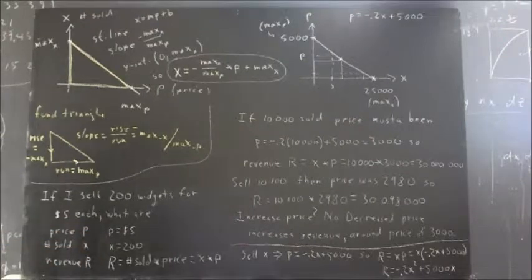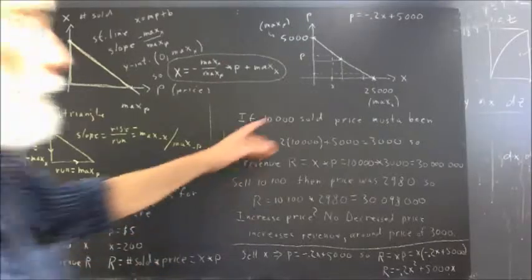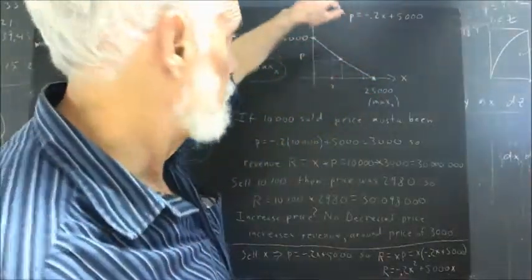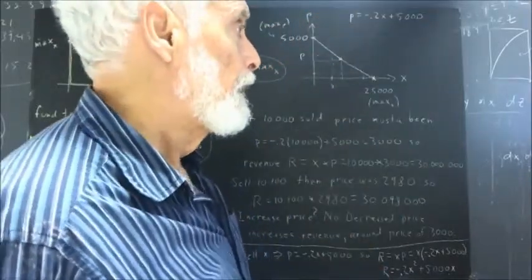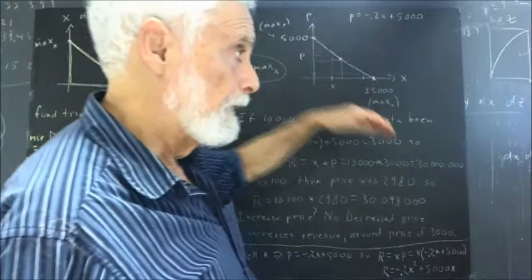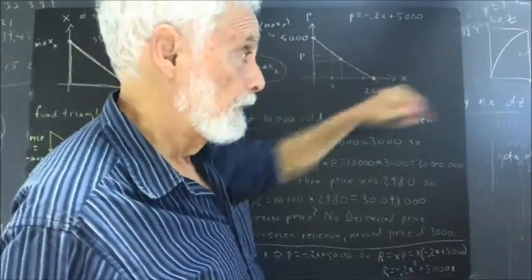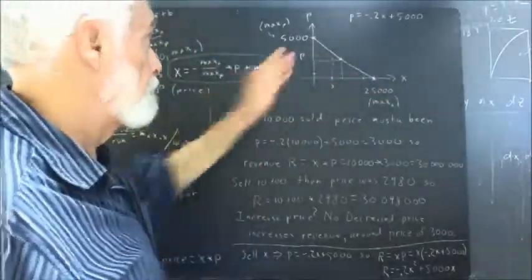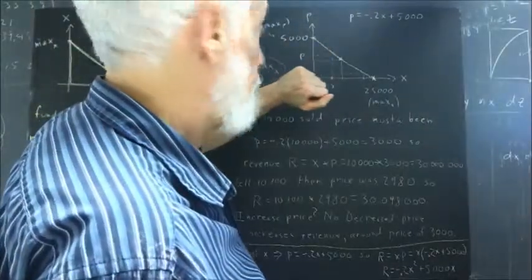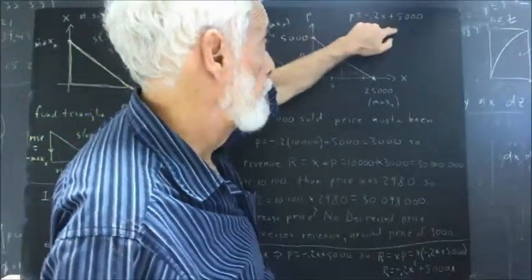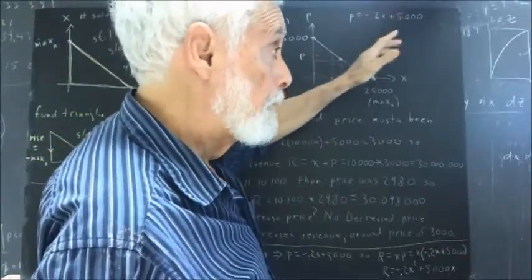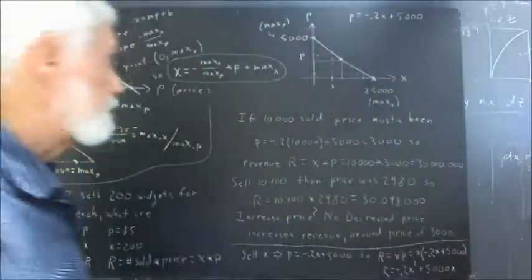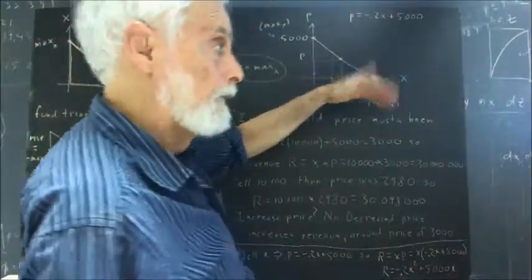Now, the demand function that we're given is P equals negative 0.2X plus 5,000. Now, if it's P equals some function of X, that means we're going to put X on the horizontal axis and P on the vertical axis. Now, we can graph this. Well, we can easily find the intercepts, okay? And remember, the intercepts have an interpretation. Each intercept has an interpretation.